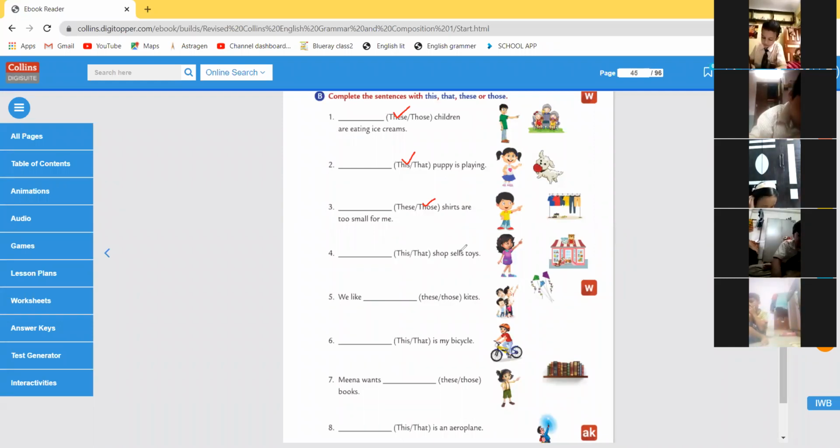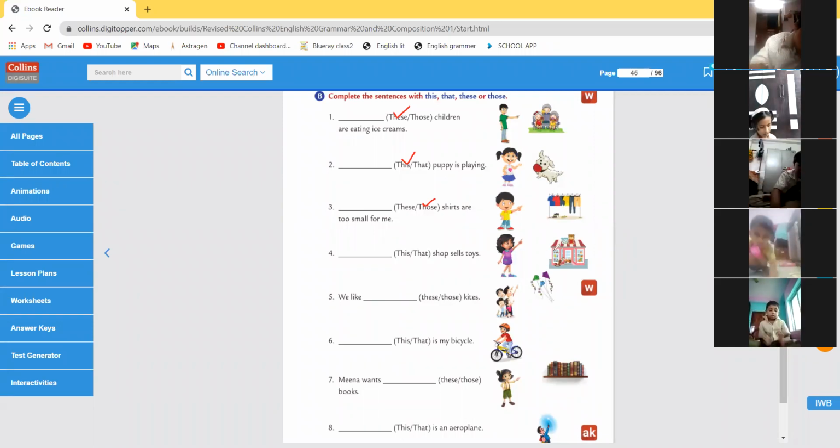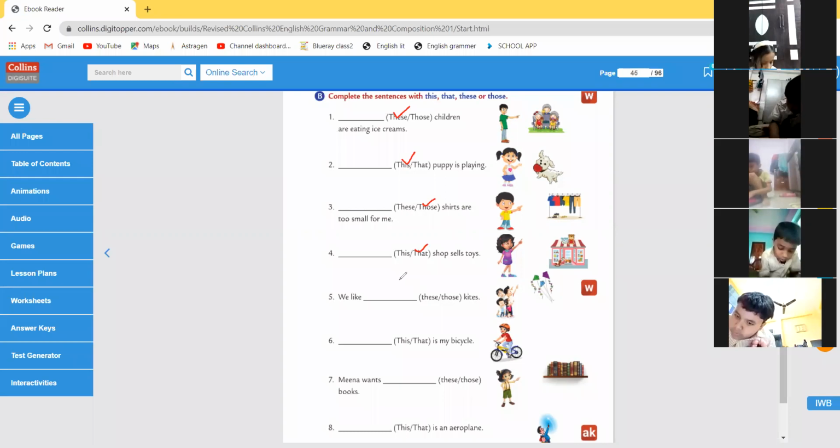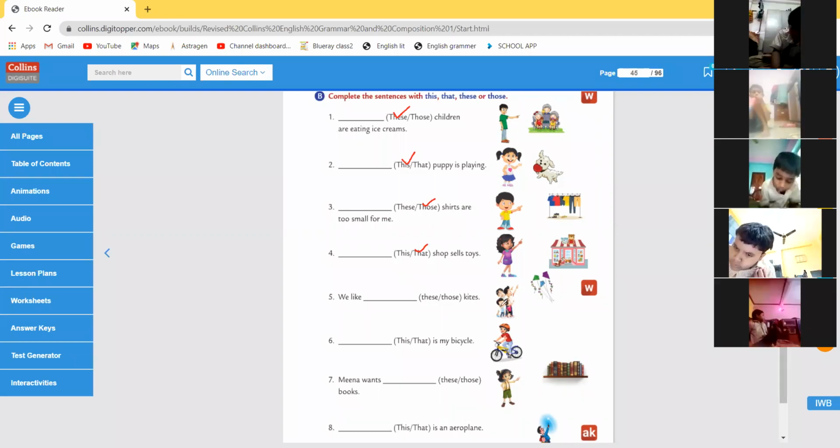This or that shop sells toys. That, because the shop is far from the girl. Acha. Those are kites. Acha. This is my bicycle.